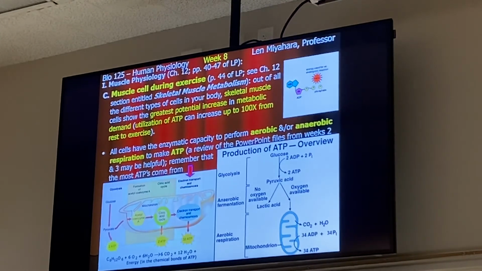Now, in lecture exam 1, we covered aerobic and anaerobic respiration, ways of making ATP. Do these figures look familiar from that lecture exam 1 material? They're the same figures. Everybody, does that look familiar?